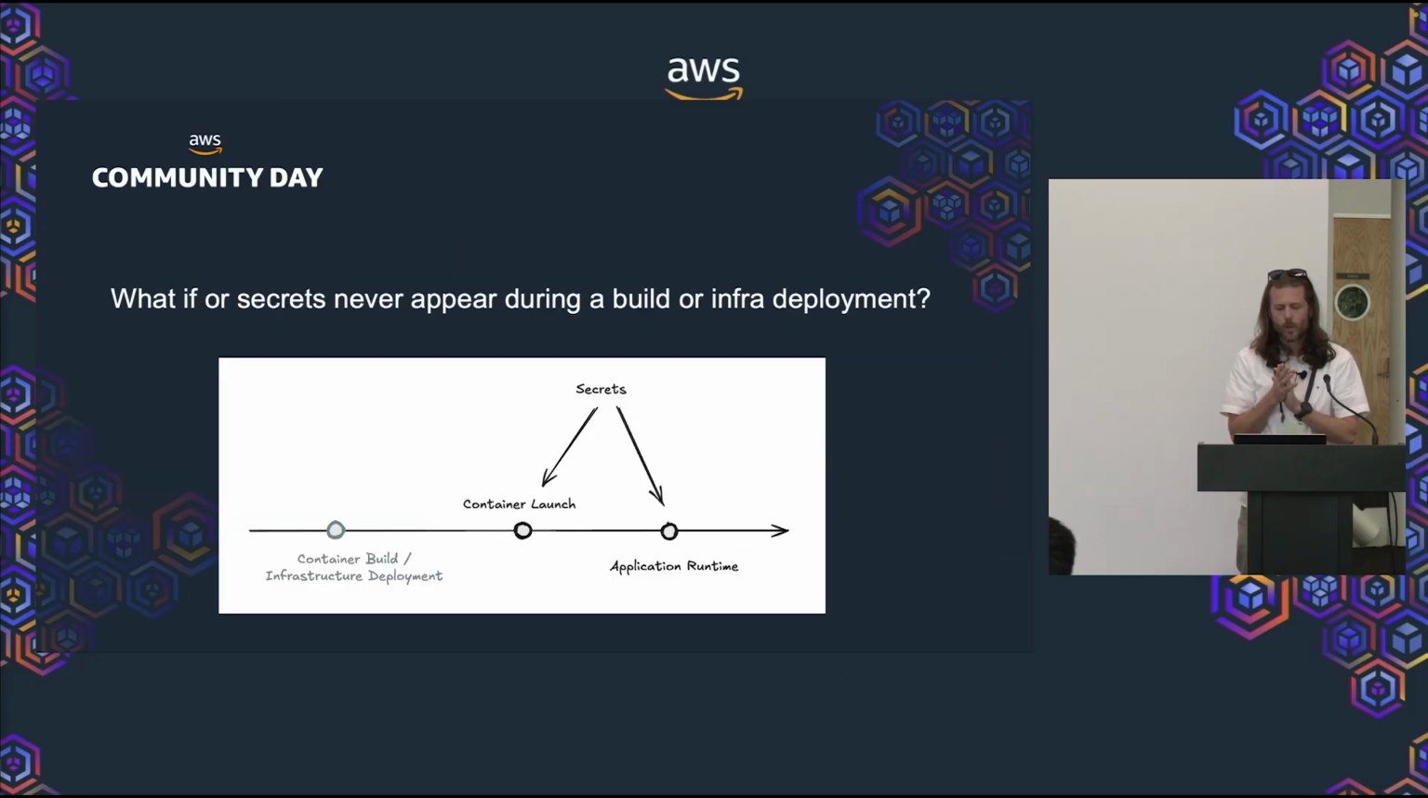All right, so what if our secrets just never appear during build or infrastructure deploy? We can avoid an entire suite of potential issues. So now we're going to look at 2 recommended options for managing the secrets. One is focused around the container launch, and when we launch that container, reading the secret. The other is at application runtime.